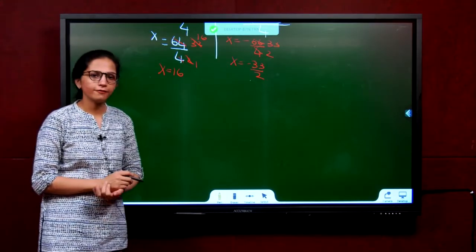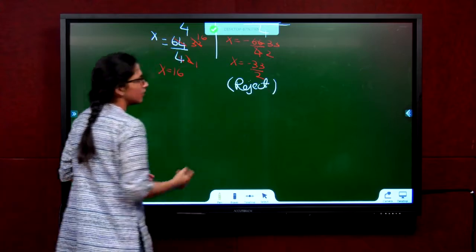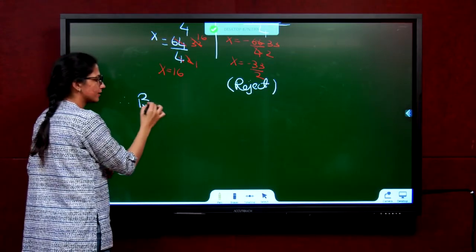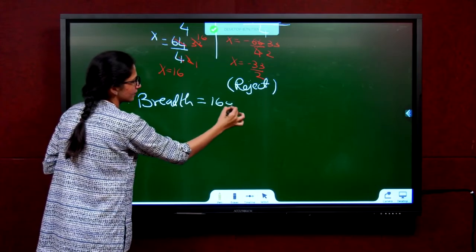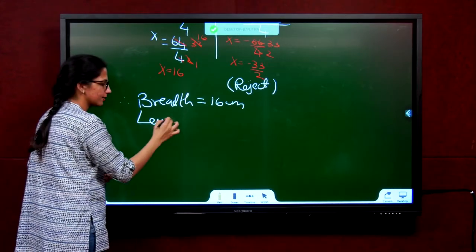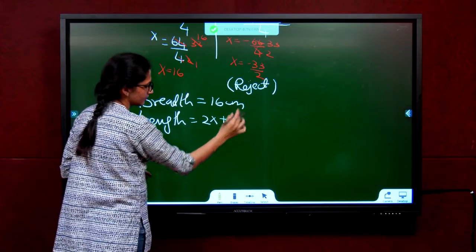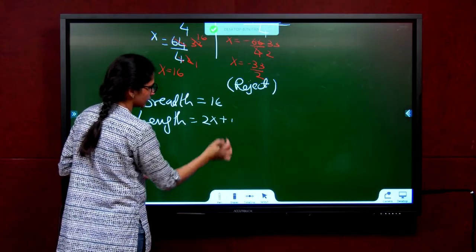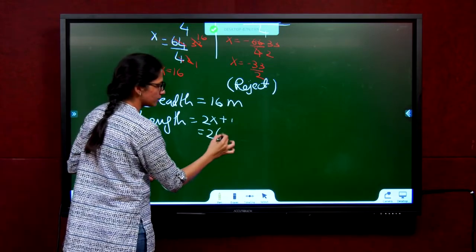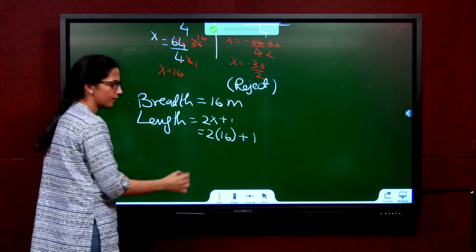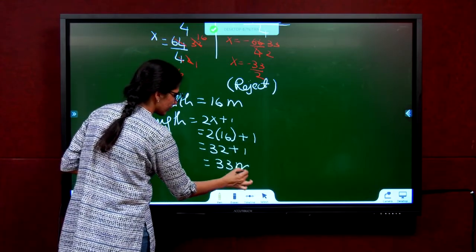Can the breadth be negative? No, which is why we reject it. Therefore, what's the breadth? 16 meters, that's nothing but x. And what is the length? 2x plus 1. This is in meters, because the question is given in meters. Please note, it's meters. 2 into 16 plus 1. 32 plus 1. 33 meters.